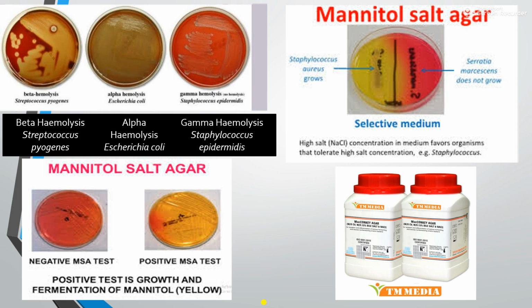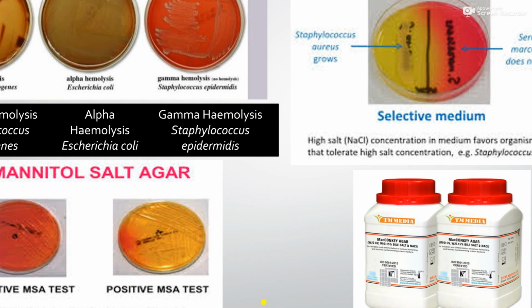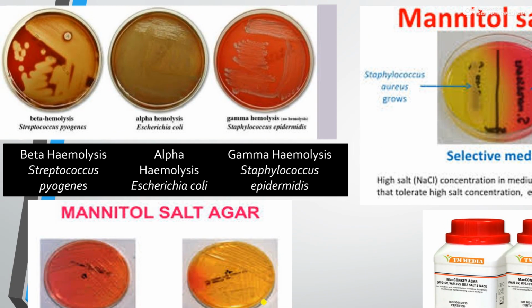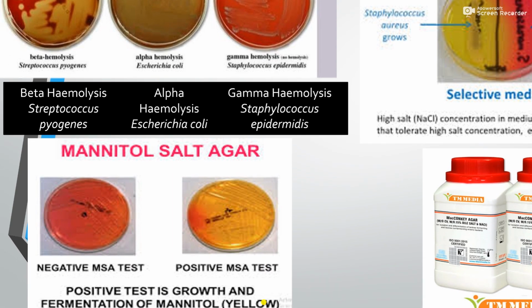So let's take a look at how they look on the blood agar. Beta hemolysis, Streptococcus pyogenes. Alpha hemolysis, Escherichia coli. Gamma hemolysis, Staphylococcus epidermidis. And there is another media called mannitol salt agar.